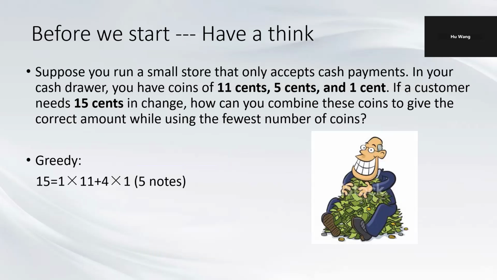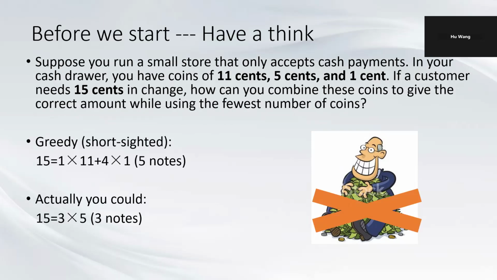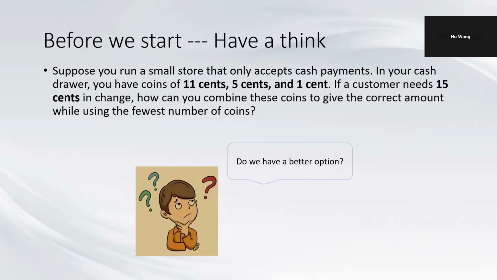But here it can give you some solution, but is it the optimal solution? We can choose 11, the largest one that can fit into it, and then we have the remaining 4. It needs another four coins, which is 5 coins in total. Is it the optimal one? Actually not. You can find a smaller number of coins to fit it, just 3 of the 5. So do we have a better option to solve it?